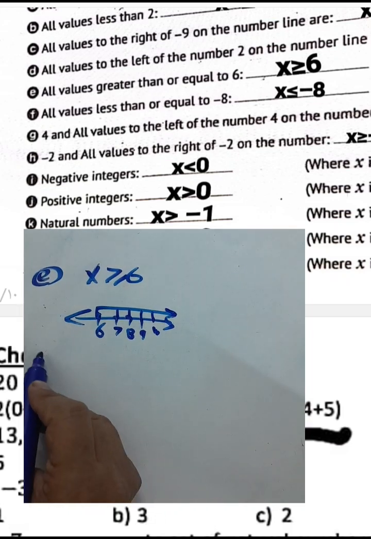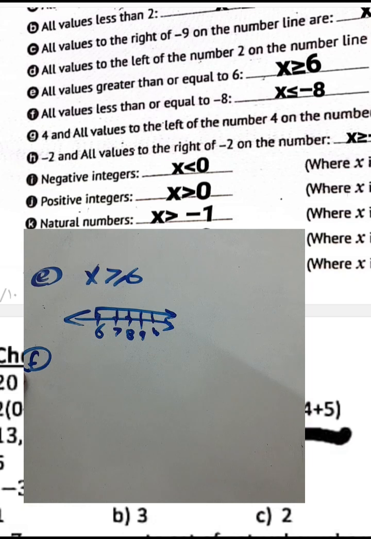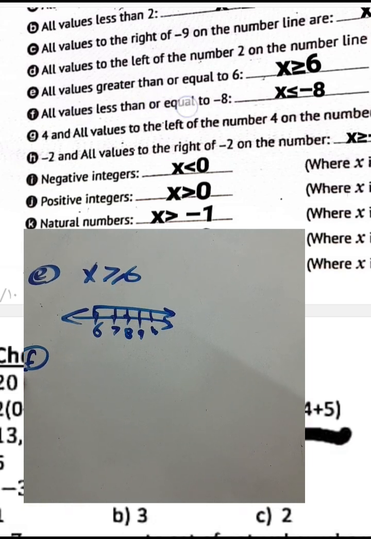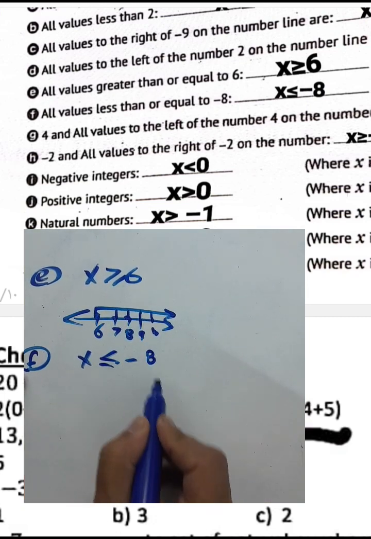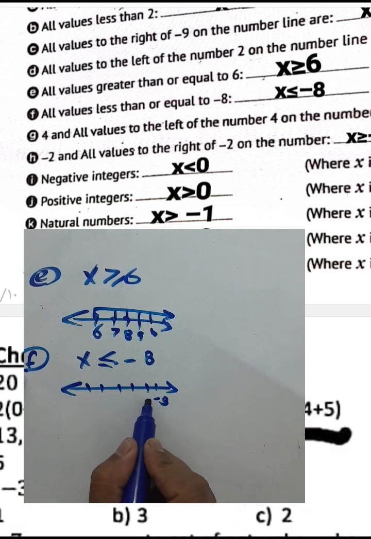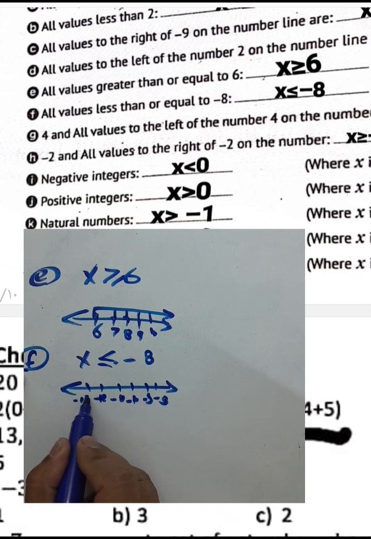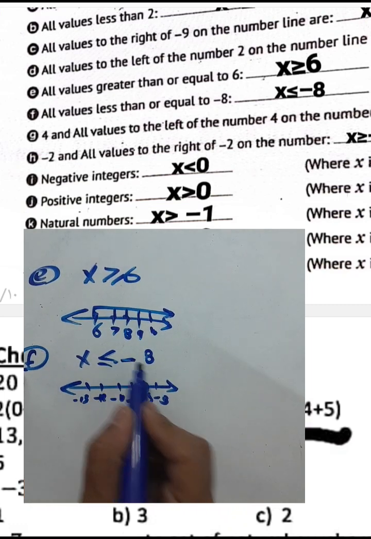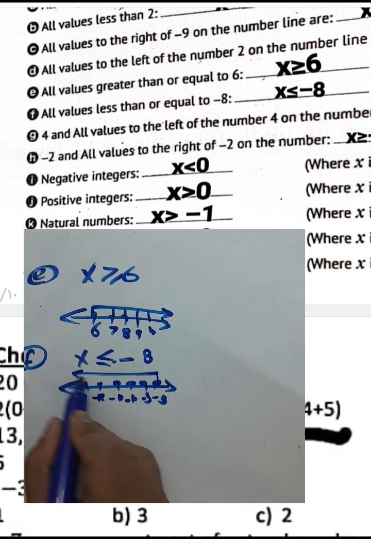Okay, question letter F. Okay, letter F, all values less than or equal to negative 8, it will be x less than or equal to negative 8. Look at the number line here. Negative 8, negative 9, negative 10, negative 11, negative 12, negative 13, less than or equal to negative 8 here. Numbers to the left hand side.